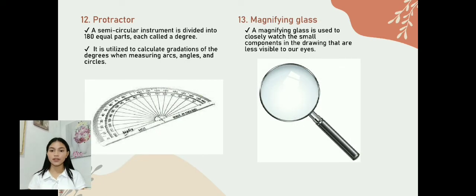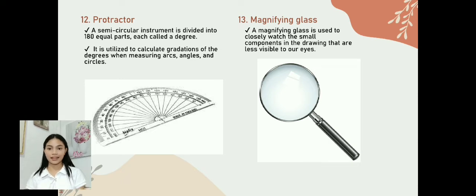Next, we have protractor. A semicircular instrument is divided into 180 equal parts, each called a degree. It is utilized to calculate gradations of the degrees when measuring arcs, angles, and circles. So it has the same purpose as the compass. It also measures circles.